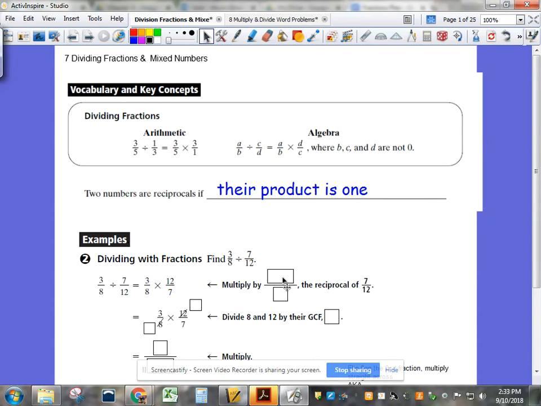Hey guys, we are looking today at dividing fractions and mixed numbers, which is lesson number 7 in your notes packet. So we've got some example problems to look at and understanding why we can divide fractions.